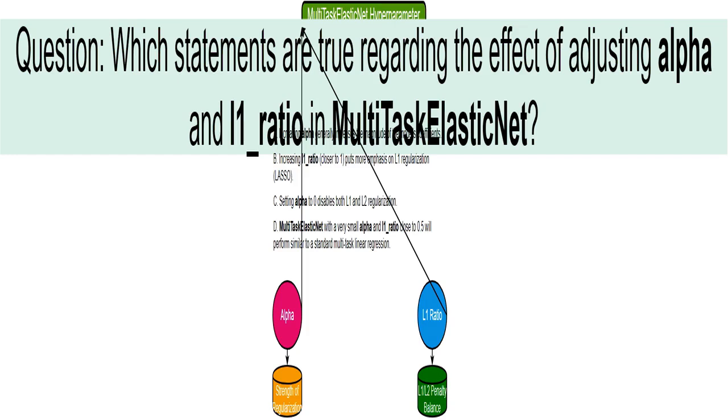This statement is absolutely true. I'm increasing l1_ratio, which directly increases the effect of lasso regularization. That means my model will tend towards simpler models with more coefficients driven to exactly 0 for feature selection.